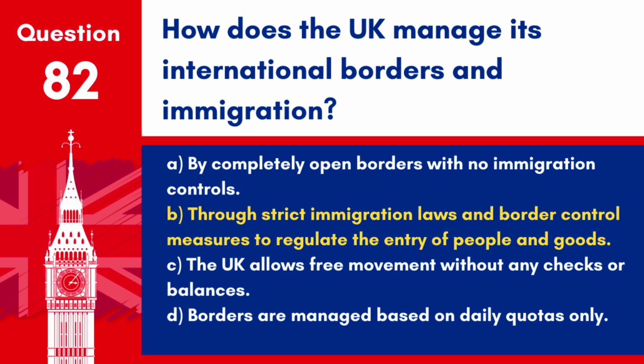Answer. B. Through strict immigration laws and border control measures to regulate the entry of people and goods. The UK manages its international borders and immigration through a comprehensive system of laws and controls designed to regulate who enters the country, reflecting its sovereign policies and security concerns.